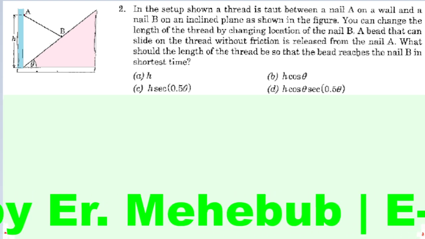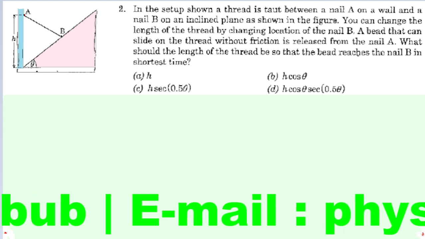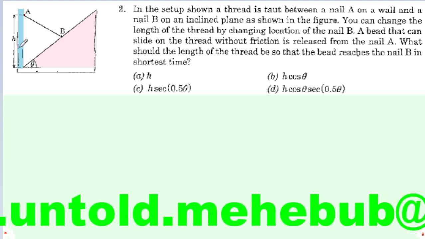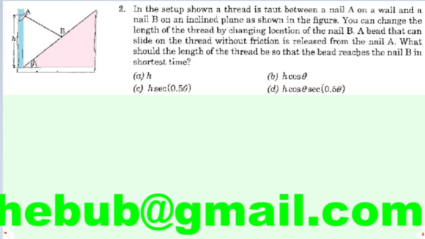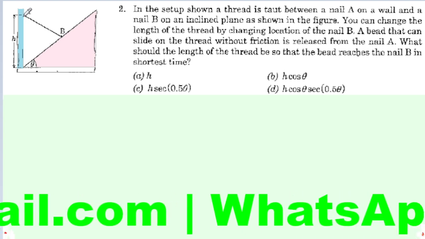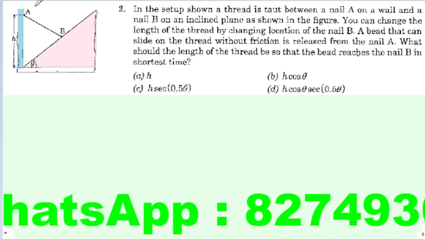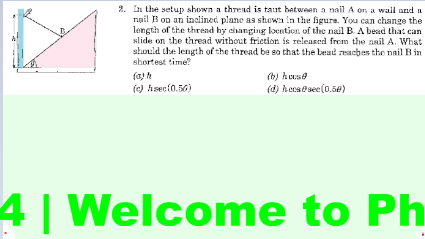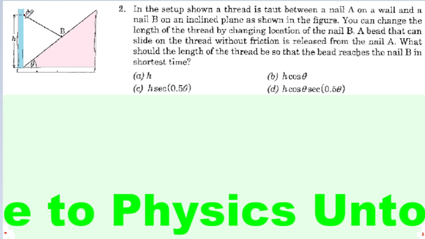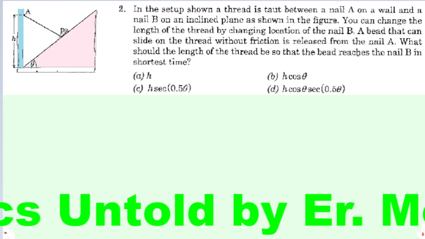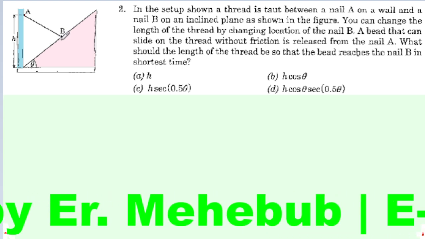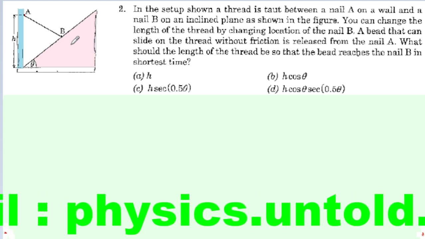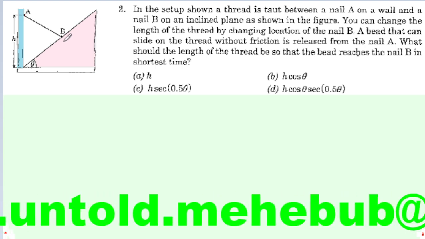So for solving this question, first of all, let us analyze the question. So there is an inclined plane whose angle of inclination is theta, and there is a wall. On this wall there is a nail which is fixed, and the point of fixing the nail on the wall is A, and from the point A a rope is taut whose other end is on the surface of the inclined plane, and let the point where the rope or string is fixed on the inclined plane be B.